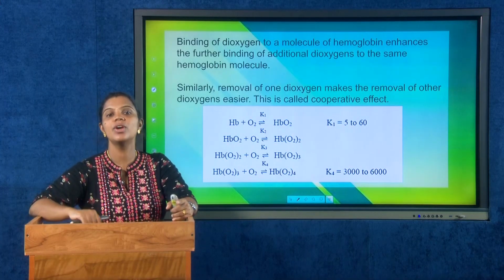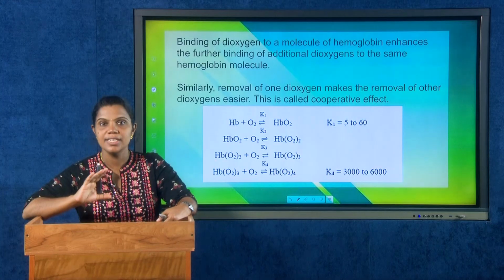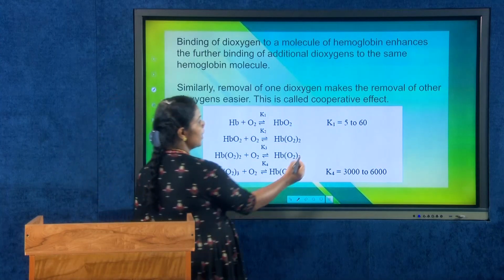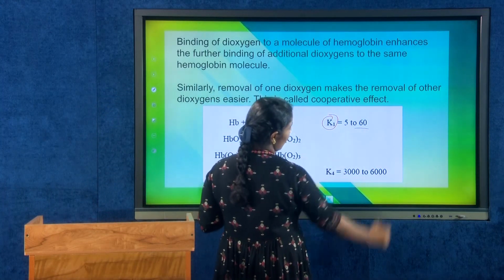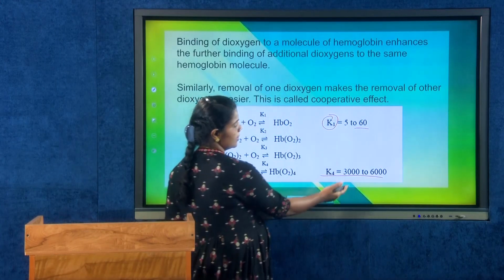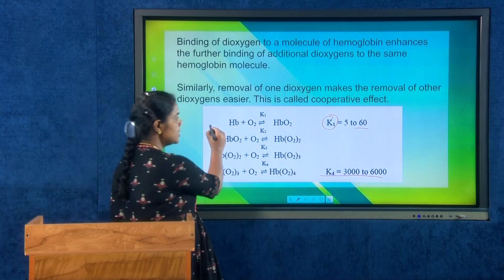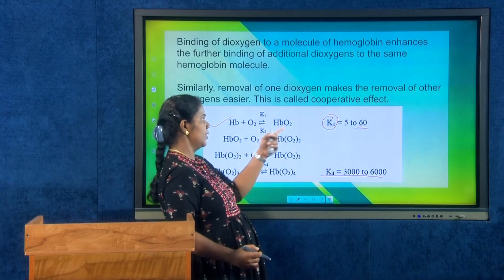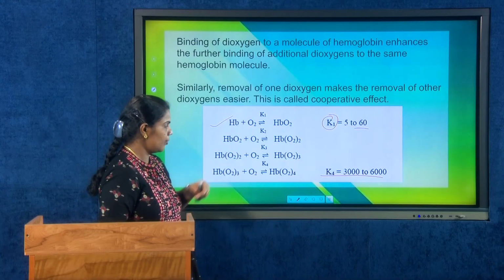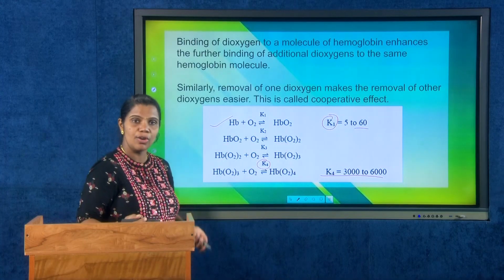Similarly, the removal of one dioxygen will make the removal of other dioxygen molecules easier, and this phenomenon is known as the cooperative effect. Here you can see the K1 stability constant is only about 5 to 60, but K4 is very high compared to K1, about 3000 to 6000. So, the binding of the first oxygen molecule is the difficult step, and it will trigger the further addition of other oxygen molecules.